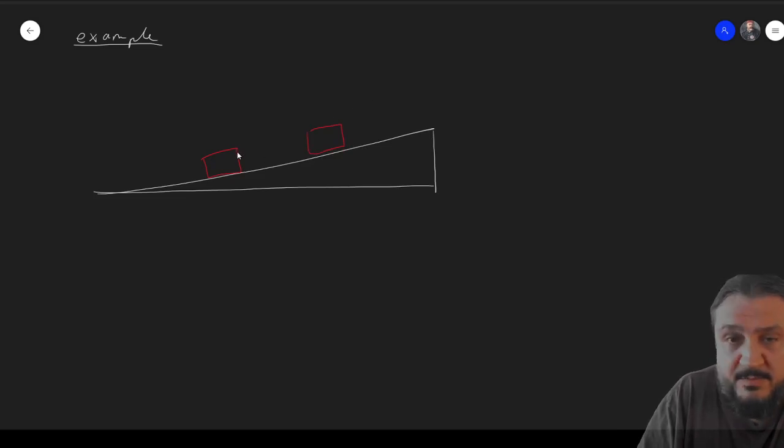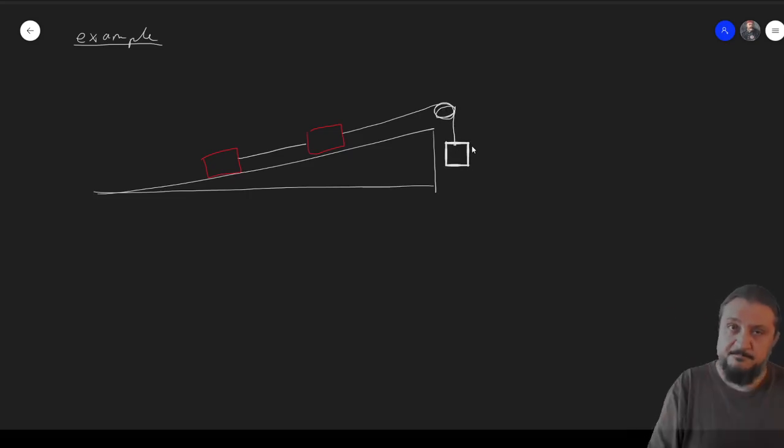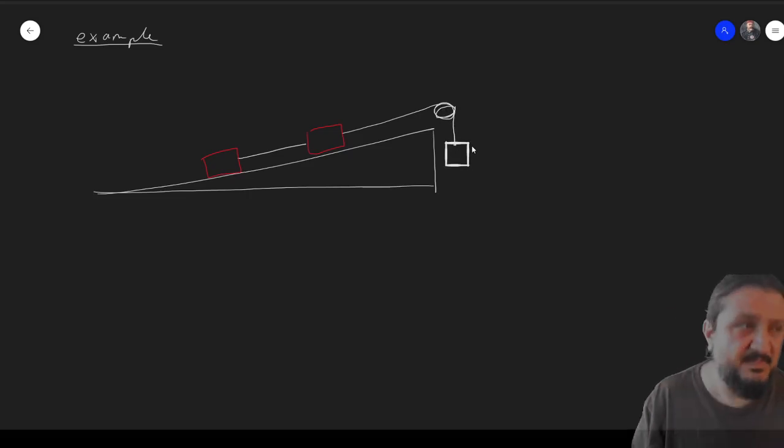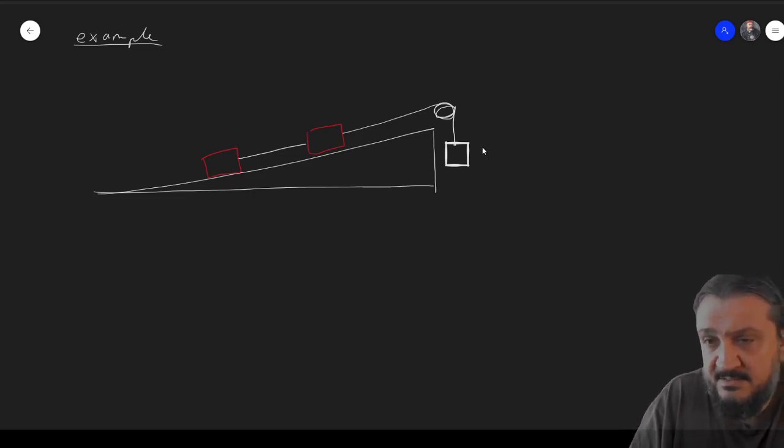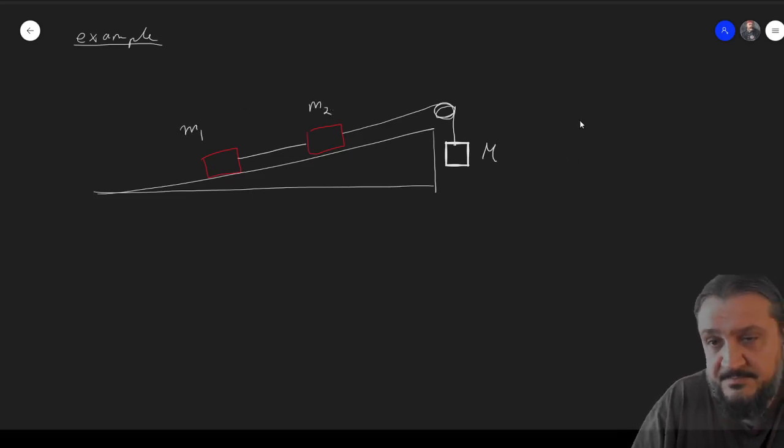Okay, connected with a rope. And this rope here goes over a pulley. There's a pulley here. And now I'm hanging a third mass, which is going to provide me with its weight, the constant T that I was telling you about, right? So let's call this capital M. This is M1. This is M2.